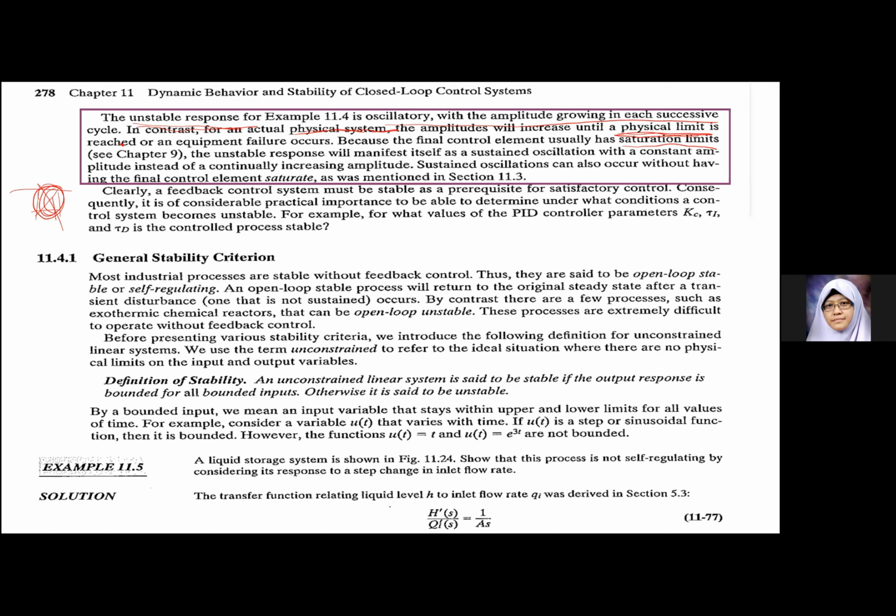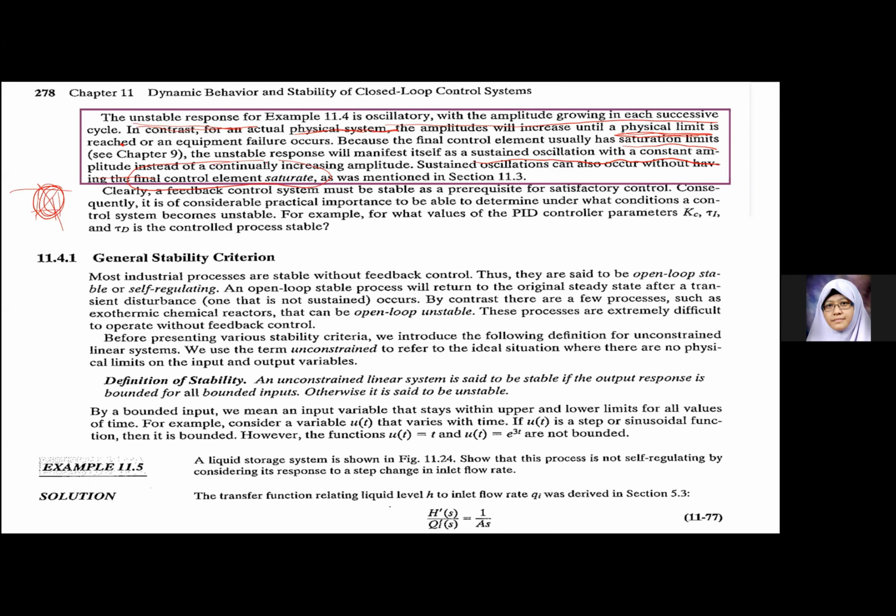Yeah, it's already at its maximum limit and it cannot go beyond that. Okay, so an unstable response will manifest itself as a sustained oscillation with constant amplitude. Sometimes even though it is constant amplitude, you don't see it increasing, because it cannot increase anymore, because physically it is impossible to increase. Okay, so sustained oscillation will especially happen when the final control element is saturated.